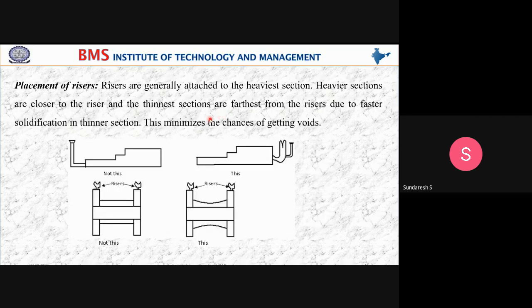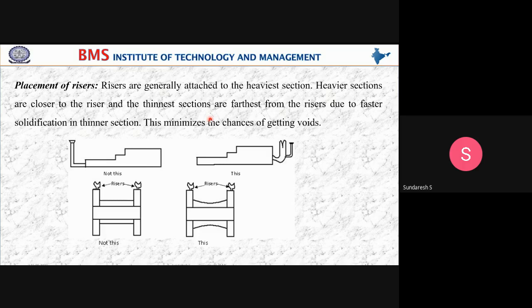And the next one is the placement of risers. Generally we were talking about a riser and a runner. Risers are generally attached to the heaviest section. Heavier sections are closer to the riser and the thinnest sections are furthest from the riser, due to the faster solidification at thinner sections.